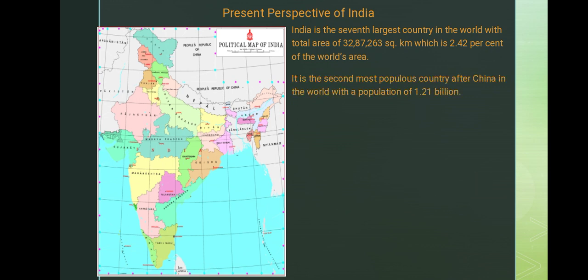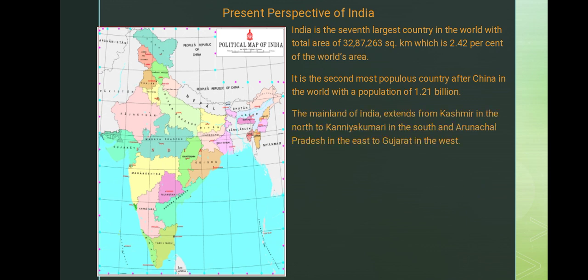It is the second most populous country after China in the world, with a population of 1.21 billion according to the 2011 census. The population of India holds 17% of the world's total population. The mainland of India extends from Kashmir, that is now Ladakh, in the north to Kanyakumari in the south, and Arunachal Pradesh in the east to Gujarat in the west.